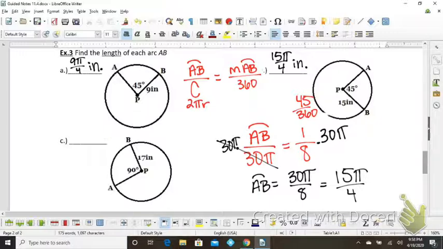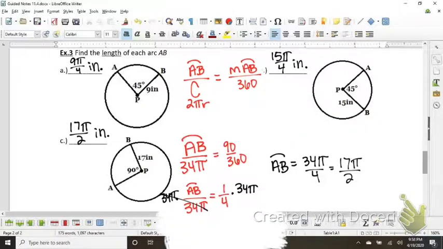Okay, here's example C. I would like you to pause the video and go ahead and try it on your own. And I'm going to pause the video and work it out. So when you restart the video here in a couple minutes after you do the problem, it'll have the solution up here. So go ahead and pause the video, work out 3C on your own, and see if you get the same answer that I do. All right, so I got an answer for arc length of AB to be 17 pi over 2 inches.